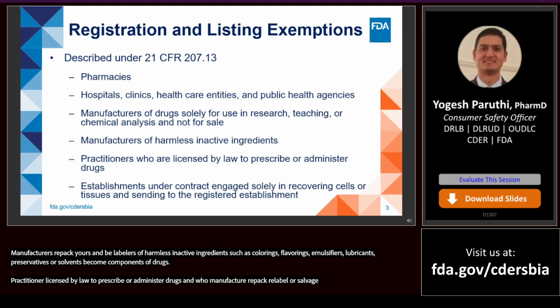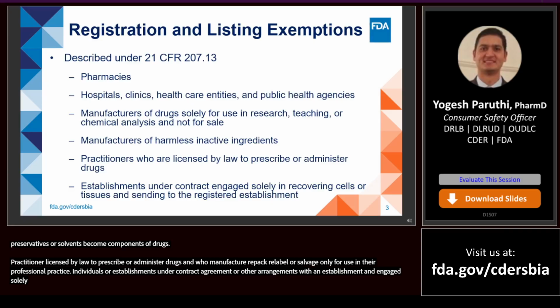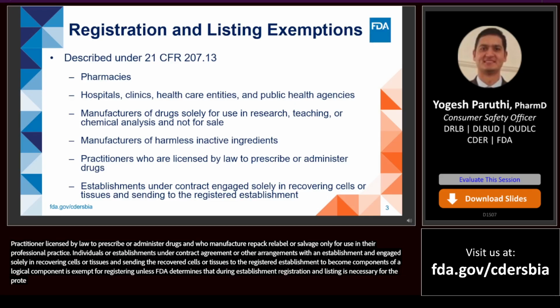Individuals or establishments under contract, agreement, or other arrangements with a registered establishment and engage solely in recovering cells or tissue and sending the recovered cells or tissue to the registered establishment to become components of a biological product are exempt from registration and listing under this part, unless FDA determines that drug establishment registration and listing is necessary for the protection of the public health. Please note, this is not a full list of all the exemptions. For a full list of exemptions, please visit 21 CFR 207.13.